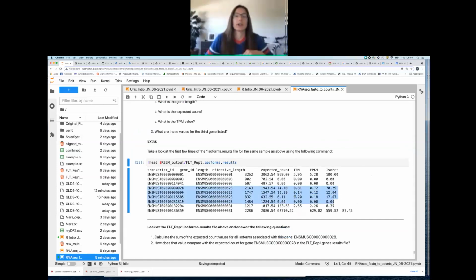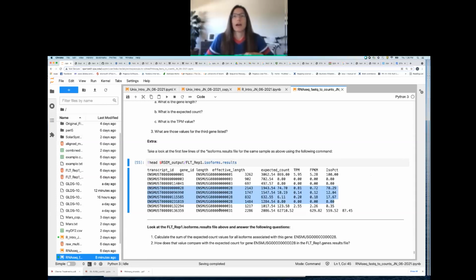So down here, we were looking at the expected count for each isoform. And so if you want to get the total count for that gene, you would add up the counts for each isoform that are expressed. So yeah, that's exactly right. And they should be the same. So you should be able to do that for any gene. And you should get the same value in both.